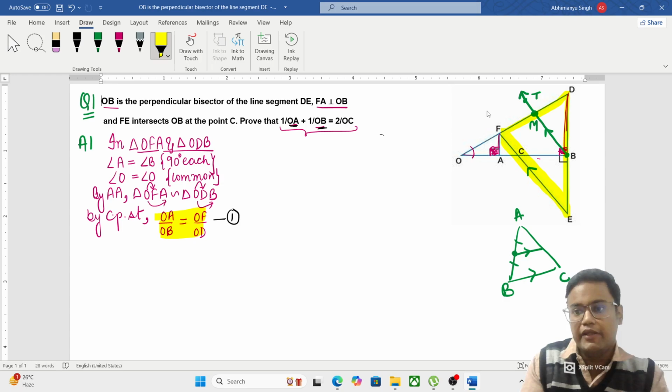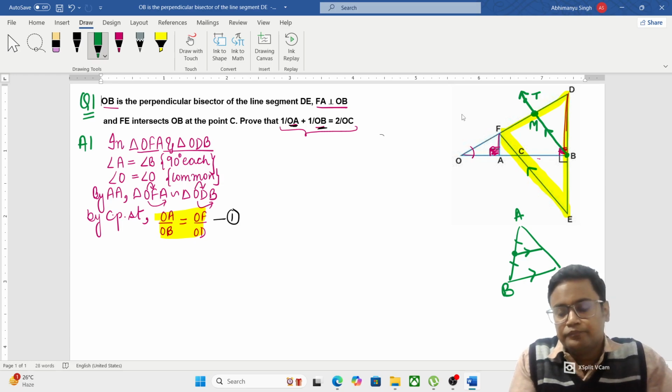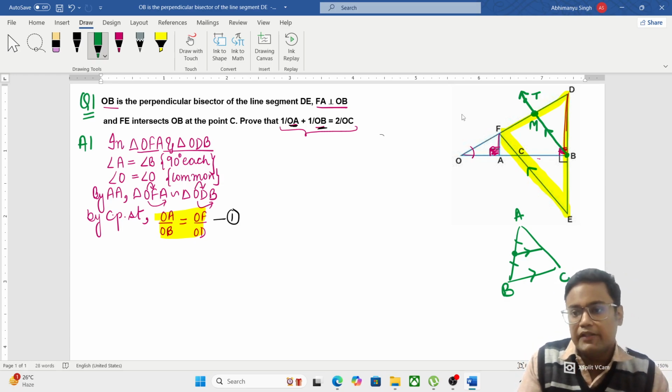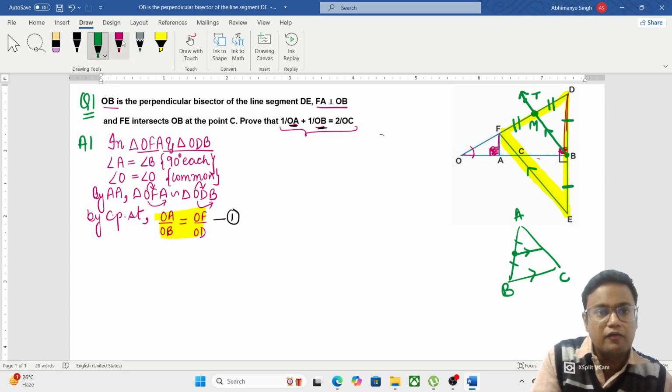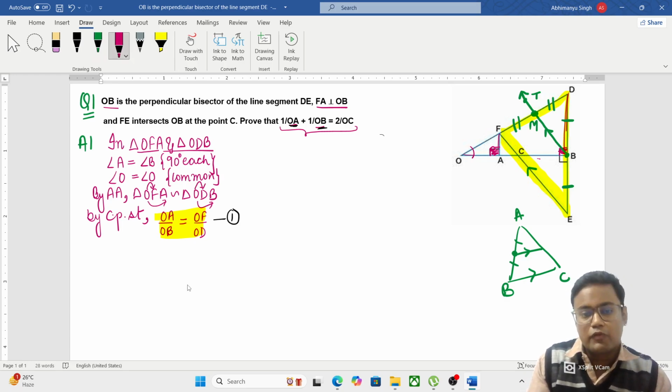That is FDE, only FDE. So in FDE, what did we do? We drew BT parallel to FE, and M is the point of intersection of FD with BT. And by the converse of midpoint theorem in class 9, since B was the midpoint of DE, and BT is parallel to FE, therefore FM will be equal to DM. And this will have a very important role in our process of solving the problem.